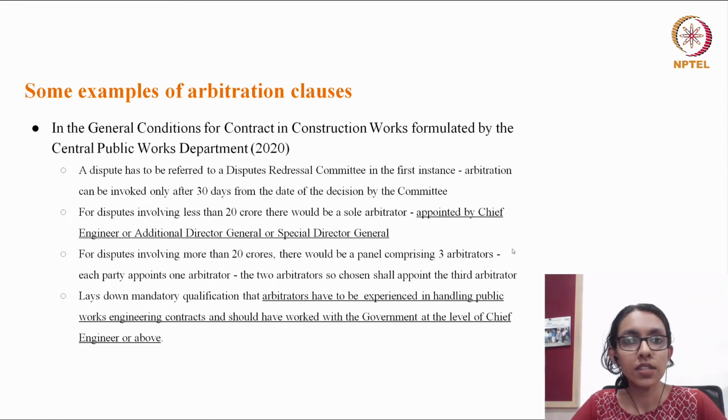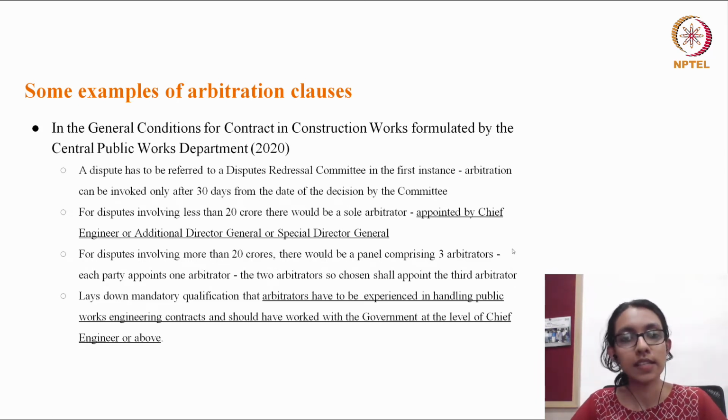This is the general conditions for contract in construction works that has been published by the Central Public Works Department in the year 2020. Let us look into the arbitration clause that has been formulated in this general conditions for contract. So firstly, it can be seen that there is a stipulation in this arbitration clause that the parties to the dispute have to first approach a disputes redressal committee, and only after 30 days have elapsed from the decision of this dispute redressal committee that parties can opt for arbitration.